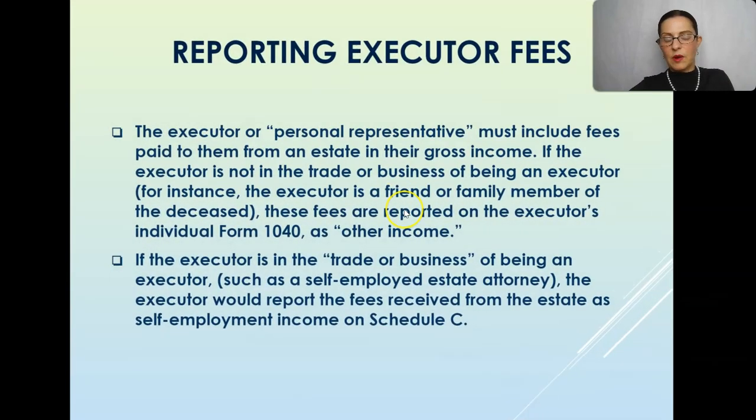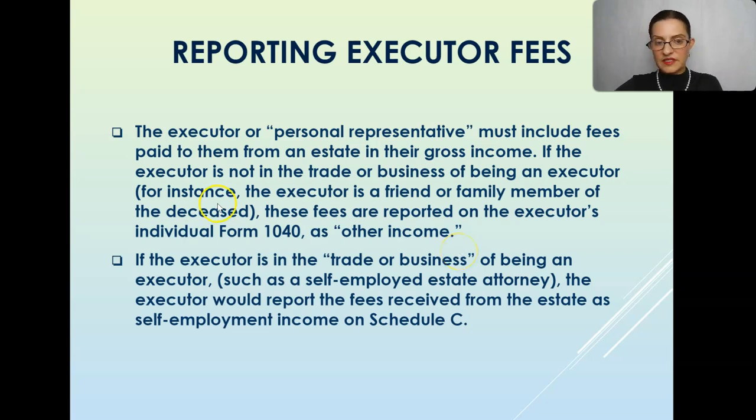Reporting executor fees. Now, I want you to understand that the executor usually gets paid. Most of the time, it's not considered business income. That's true even if you're an accountant. I've been approached to be an executor on more than one occasion. I'm a tax professional, obviously, but I'm not a professional executor. It's not something that I do on a regular basis, or even something that I would want to do on a regular basis. Usually, the executor gets paid, but it's not considered self-employment income, and you wouldn't report it on the Schedule C.